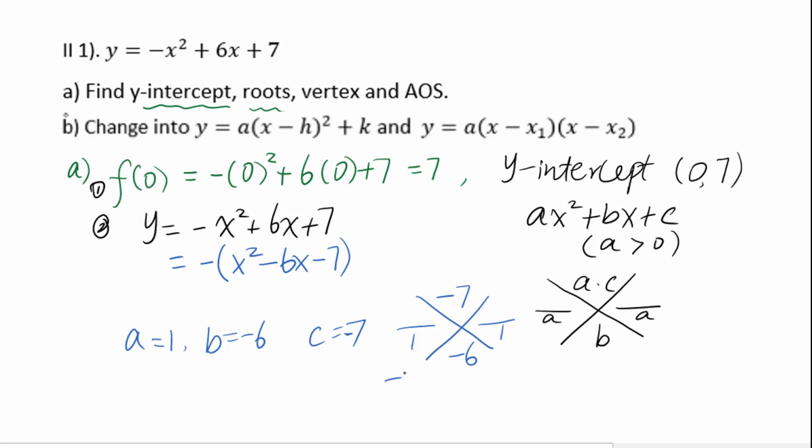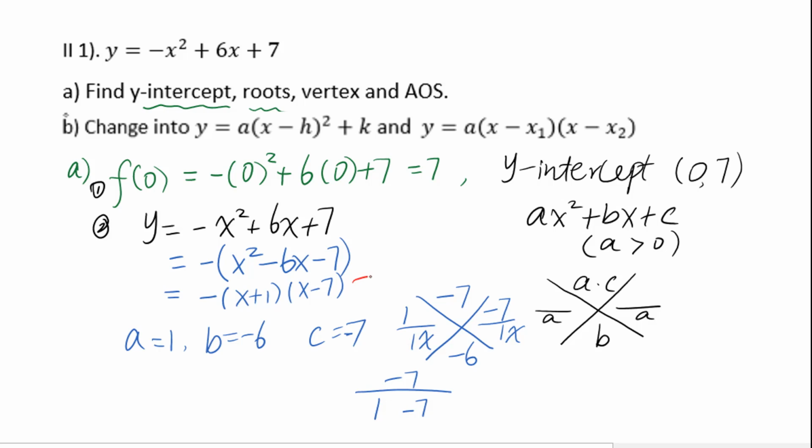For negative 7, the pair of factors is 1 and negative 7. Adding together you get negative 6. Multiplying you get negative 7. So this is your answer. The variable is x. Therefore, your answer will be, negative, bottom up, (x plus 1)(x minus 7).